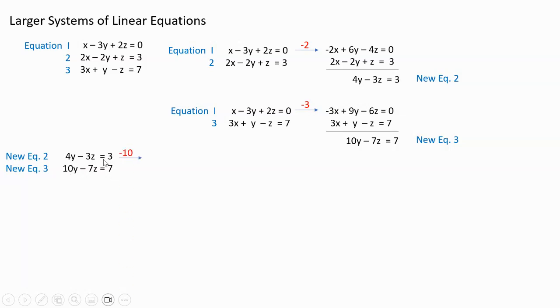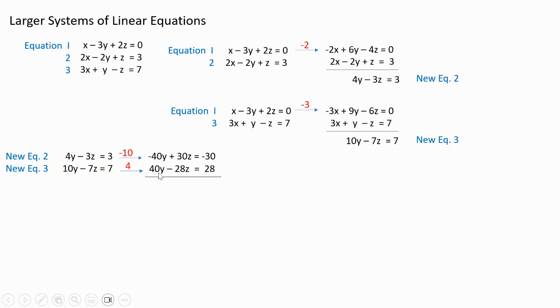Right? So I multiply by the y coefficient on equation 2, and then equation 3, I'm going to multiply it by the y coefficient on equation 2. But since they were both positive, one has to be negative in order for them to be eliminated. So I'm going to multiply equation 2 by negative 10. That's my result. I'm going to multiply equation 3 by 4. That's my result. You have to make sure that they get eliminated.